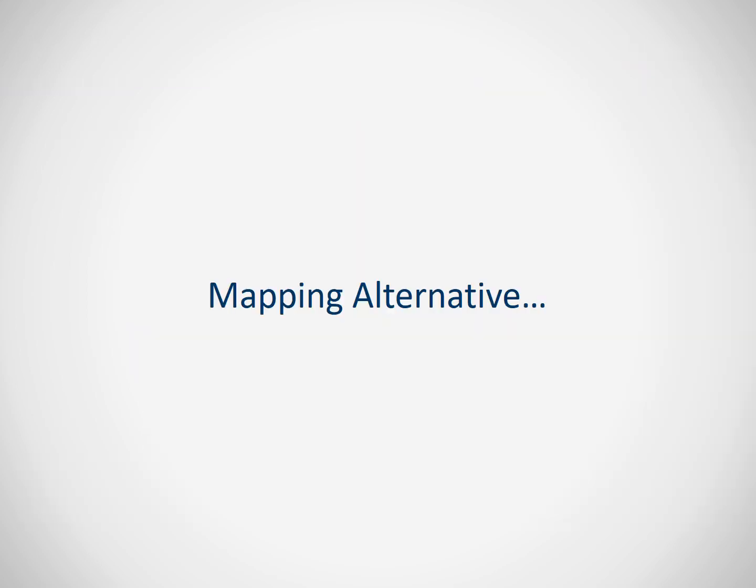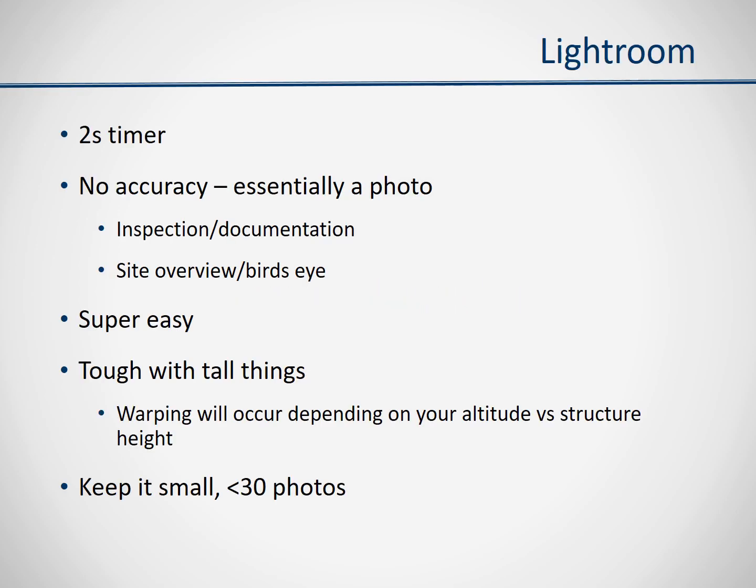And I wanted to mention here just at the very end, one alternative to mapping. So it's important to know what you need for accuracy. If you're using your drones for inspection-related tasks, sometimes an alternative is a bit better, and that's the 2-second timer in your drone. So it's essentially a stitched-together photo in the loosest terms. There's not an accuracy attached to it. It's good for inspections, documentation, site overview, etc. It's super easy. It is tough with tall things.